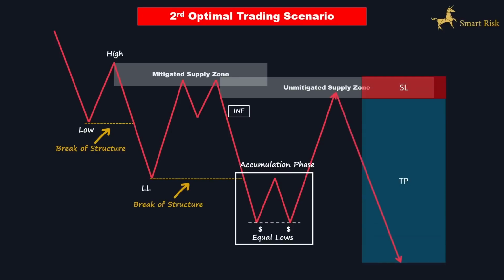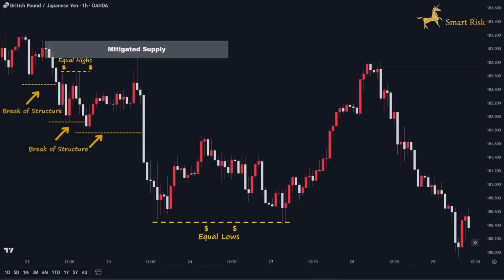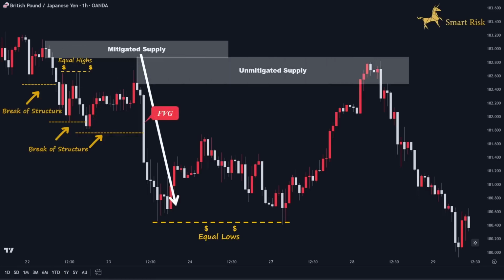Let's now see a real chart example to illustrate this concept. Here, we have the 1-hour pound-yen chart displayed on the screen. As you can see, the price's general direction is bearish, and it has formed a series of downward breaking structures. Price has cleared the liquidity above these equal highs. After mitigating this demand zone, it reversed its direction and moved downward with momentum, leaving a significant inefficiency behind.